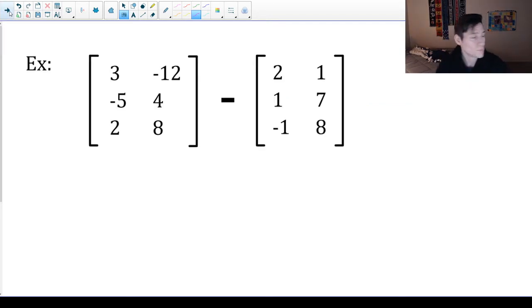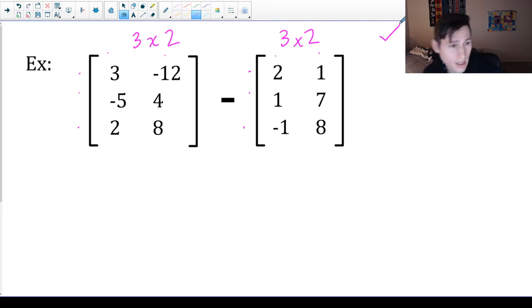So, for example, let's subtract these 2 matrices. First, I have to double check before I add or subtract that these are the same dimensions, same size. So 3 rows, 2 columns. So this is a 3x2 matrix. 3 rows, 2 columns. So this is also a 3x2 matrix. So it checks out. I can actually add and subtract these together. If they were different sizes, I couldn't do it, but they are.